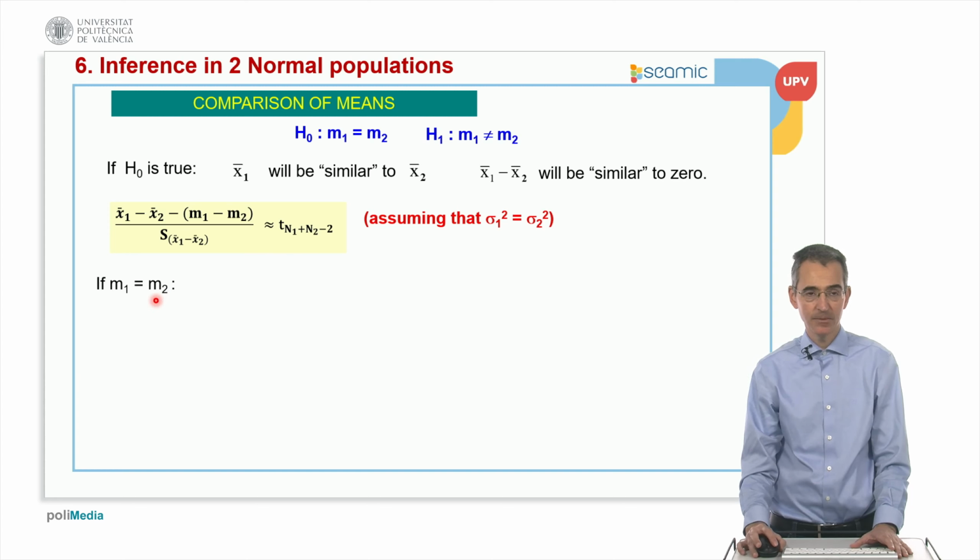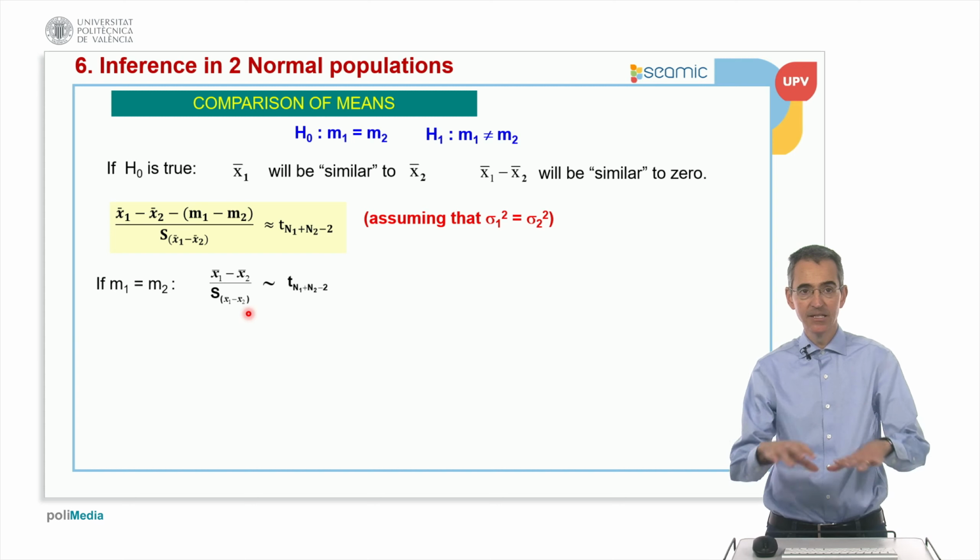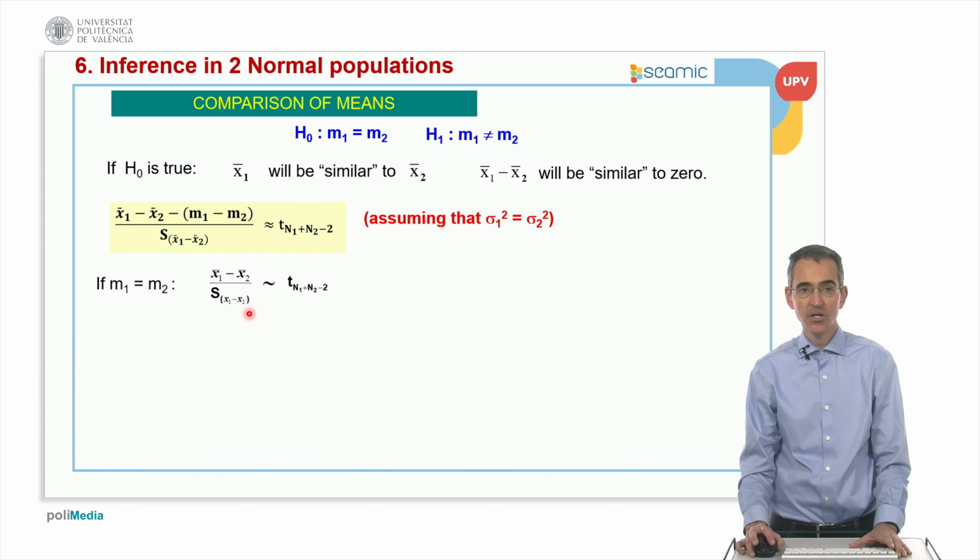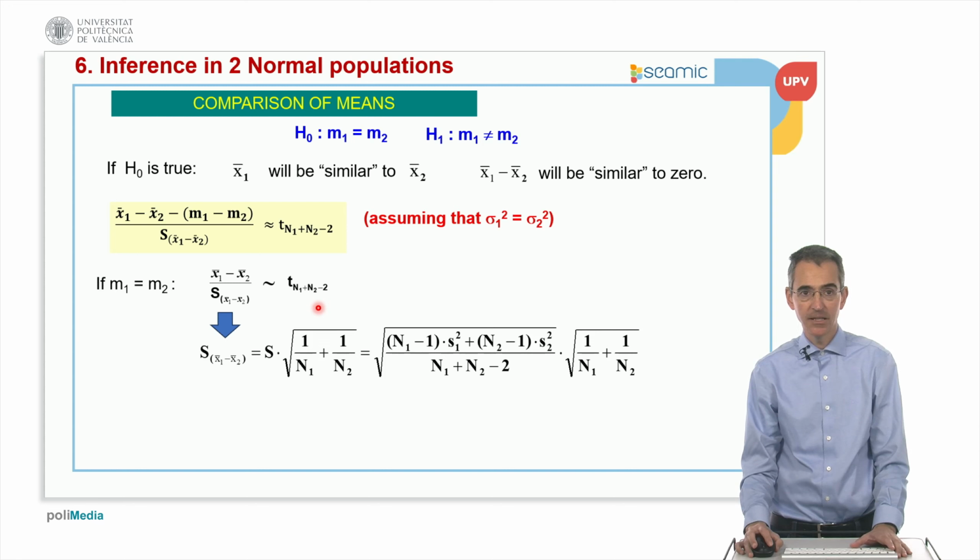So assuming that the null hypothesis is true, this difference will be 0, and this is simplified. The difference of sample means divided by a certain global standard deviation follows a Student t-distribution with degrees of freedom n1 plus n2 minus 2. So what is this global standard deviation?